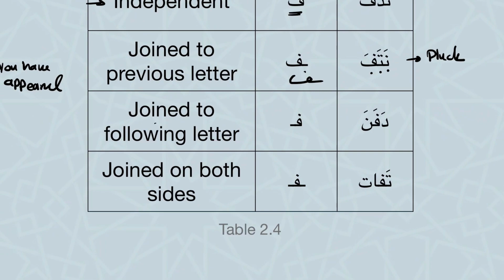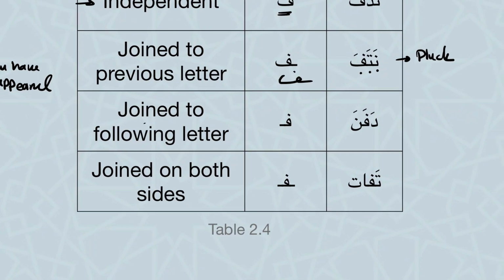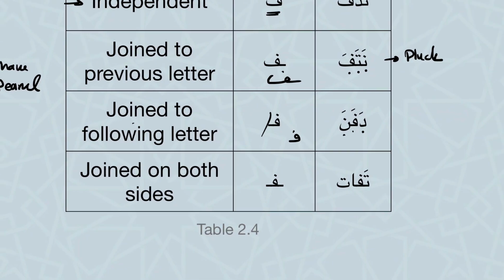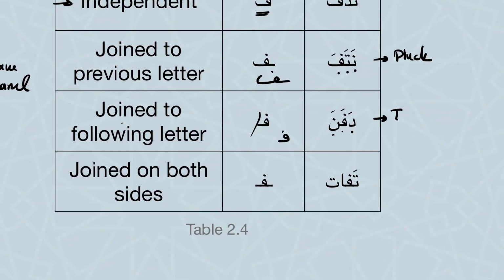Of course, instead of a seat, it has a head, and the boat would still get cut in half. So it's fa. How would I pronounce this? There's a da with a fatha, so it's da. There's a fa with a fatha, so it's da fa. And there's a noon with a fatha, so it's dafana, to bury.